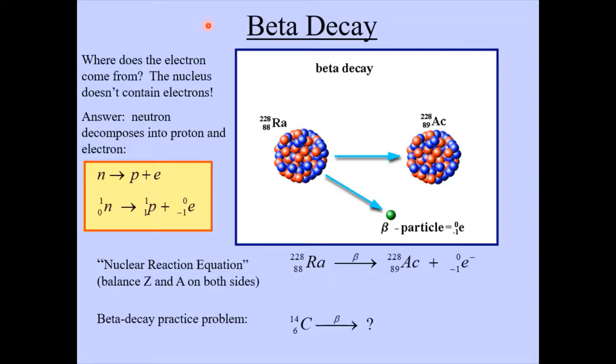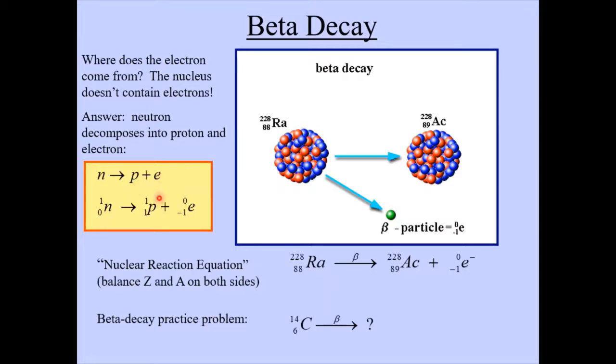Let's now turn to beta decay. So the question with beta decay, again, remember what beta decay is: we have a radioactive nucleus here that spits out a beta particle, which is an electron. So the main question is, where does this electron come from, since there are no electrons inside the nucleus? A nucleus is just protons and neutrons, of course. Well, the answer is that a neutron can decompose into a proton and an electron. So a neutron, N, can break apart and become a proton and an electron.